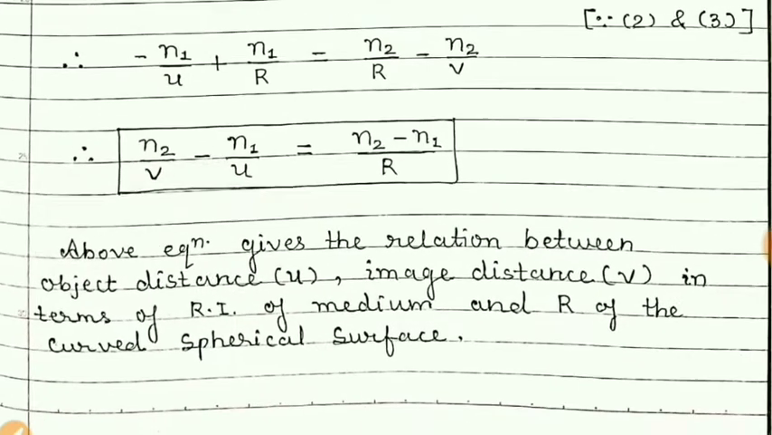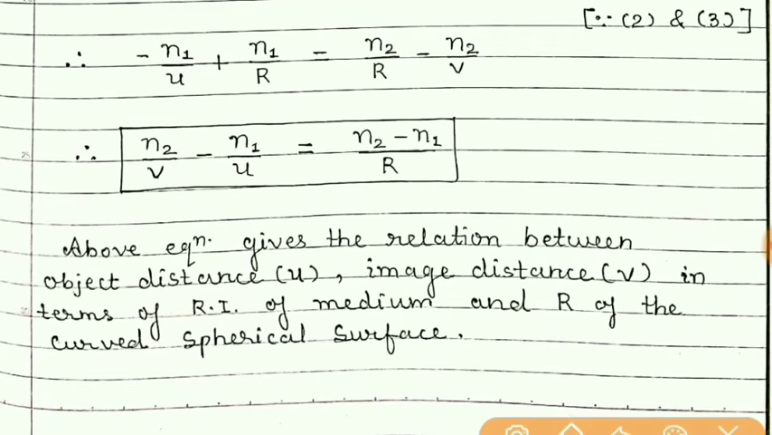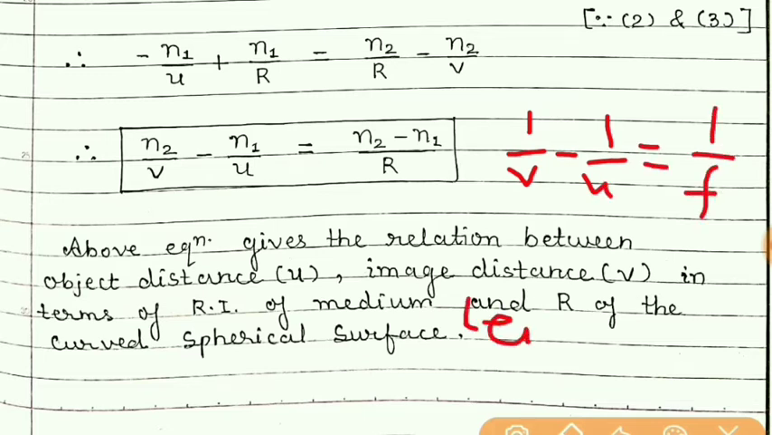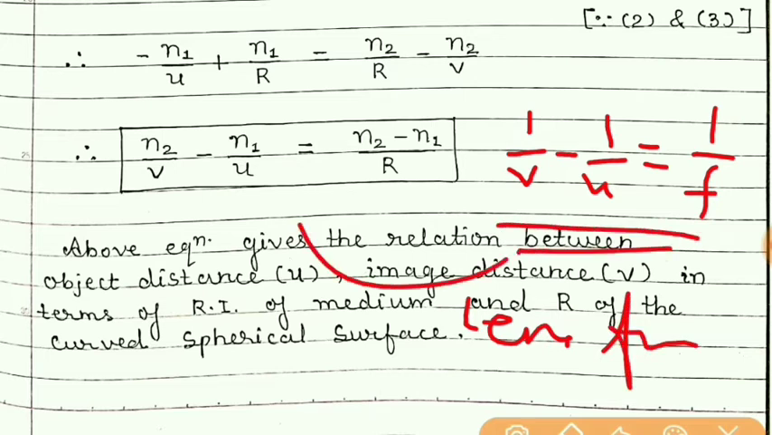In 10th standard you have studied this formula, that 1 upon v minus 1 upon u is equal to 1 upon f. This is the lens formula. So if you remember this formula, you can easily remember this formula also.